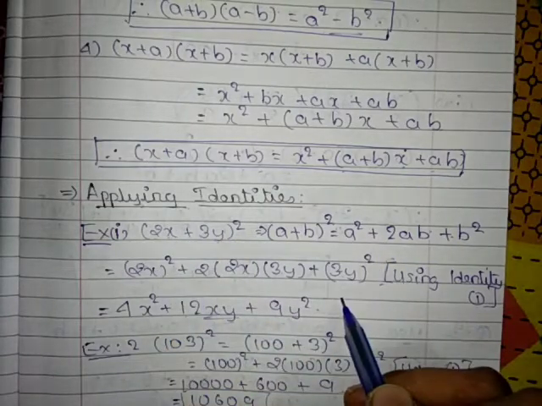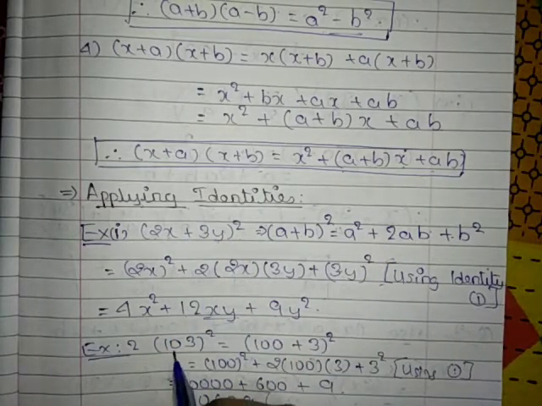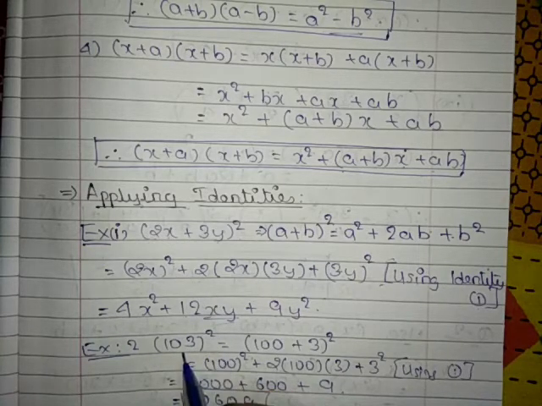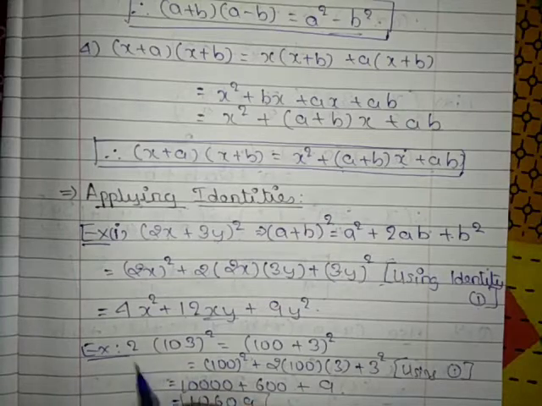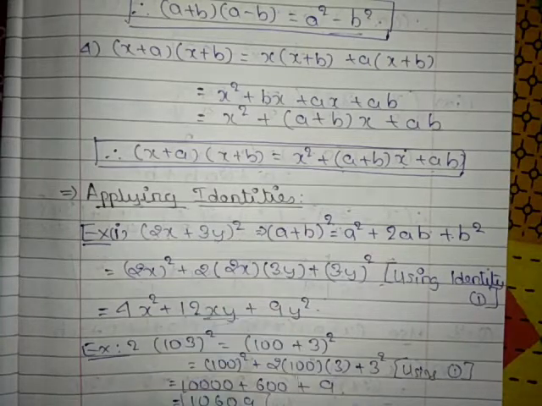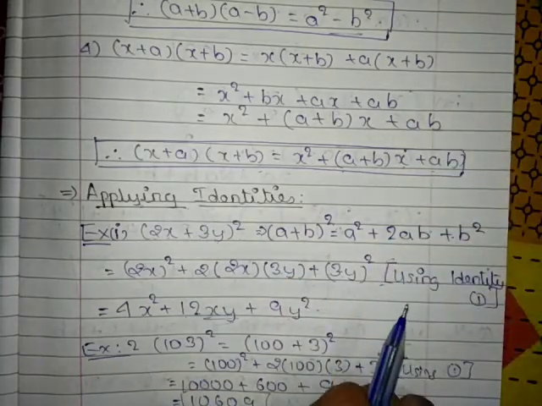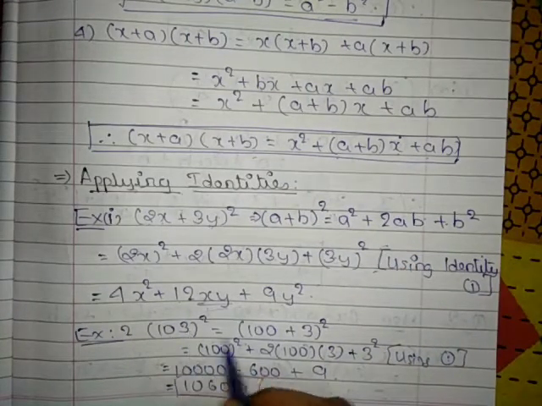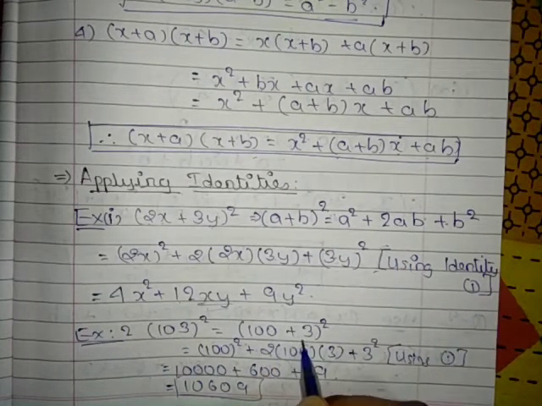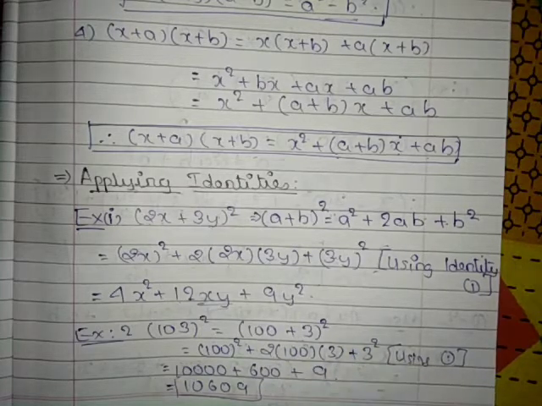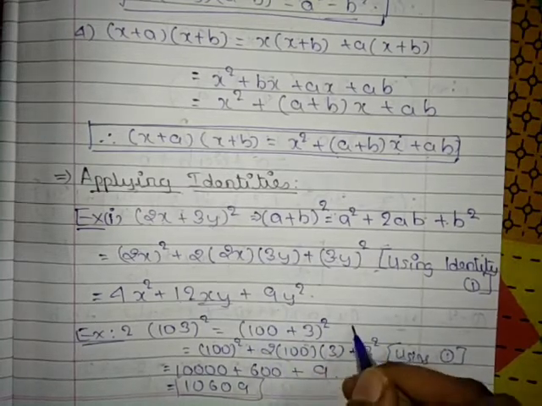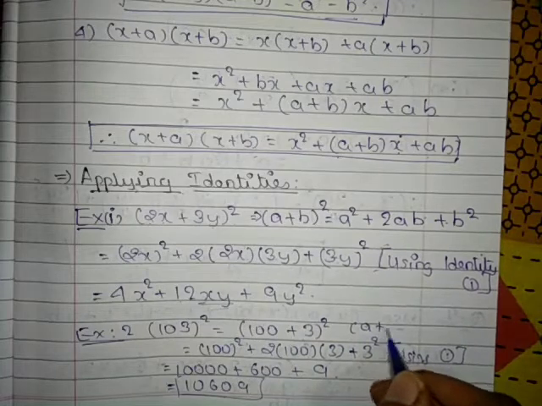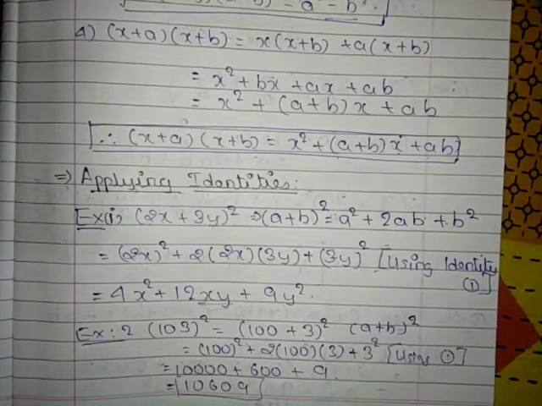Now here I am given a value, that is 103 square. It is difficult to find 103 multiplied by 103. Using this identity, we can easily find it. How? We know that 103 is equal to 100 plus 3. We can write it as it is. So now this is coming in an identity form. Which identity? That is the a plus b the whole square identity.